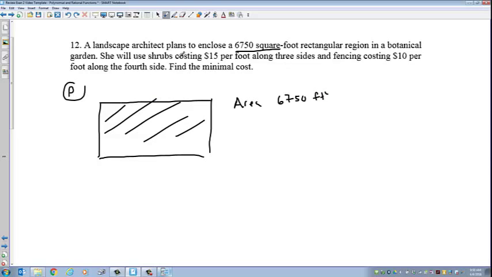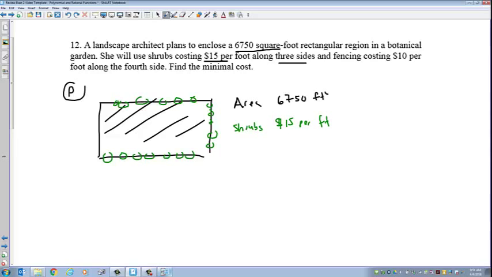And she will use shrubs costing $15 per foot along 3 of the sides. So let's add some color. We have some shrubs here on 3 sides. Any 3 sides you want, you can just pick them, but you have to pick 3 sides. So I'm going to put them on these 3 sides. And so my shrubs are $15 per foot.